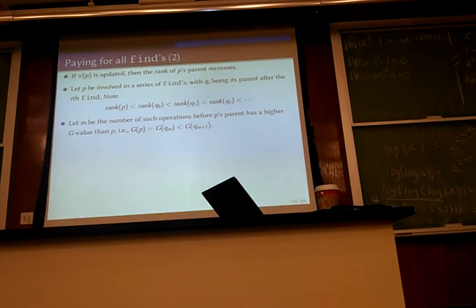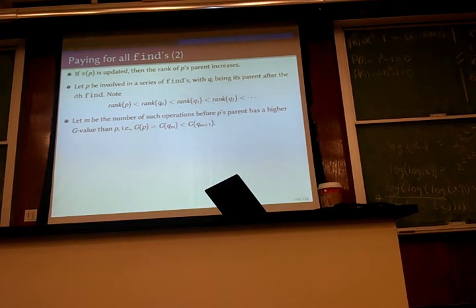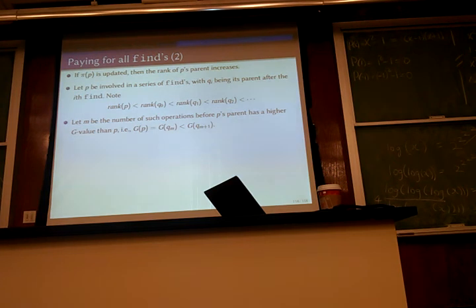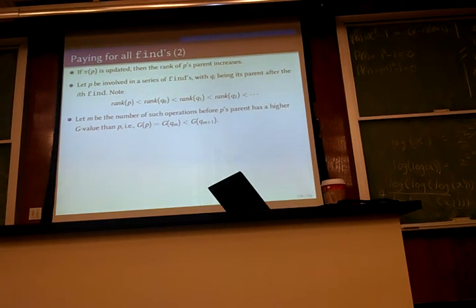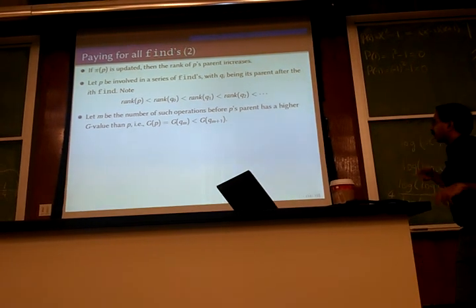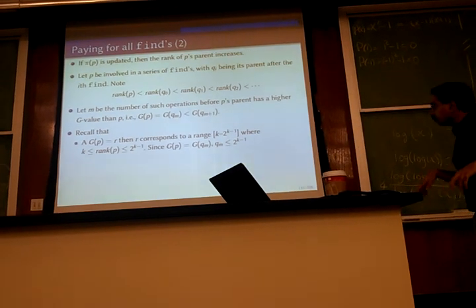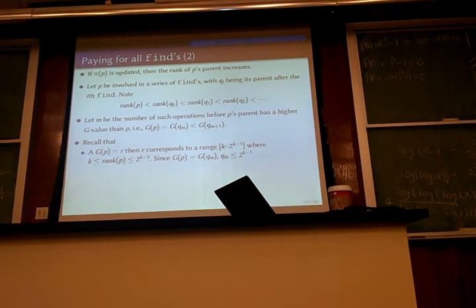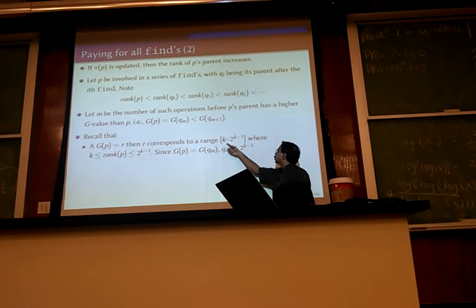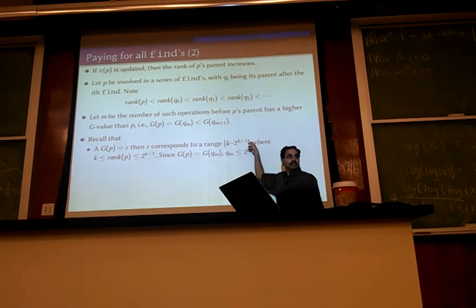Because if it belongs to a different class, then we already said we are going to charge that cost to find itself. So we need to only pay for the parent update in case where the parent belongs to the same G. Okay? So how many such elements are there? Because the range is k to 2 to the power k minus 1, right? So there are obviously at most 2 to the power k minus 1 elements in this range, correct?